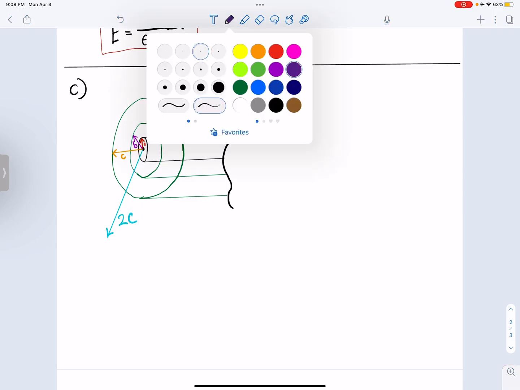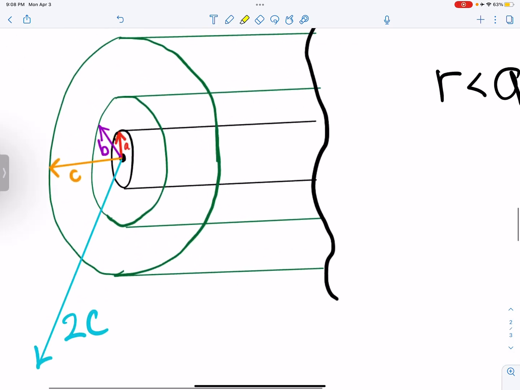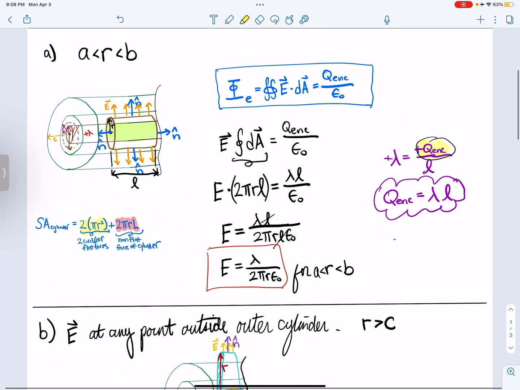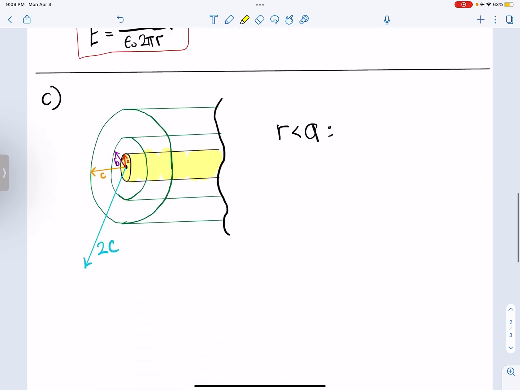So let's think of our electric fields. When r is less than a, we're going to reside here, inside this inner cylinder. And it was given to us that the inner cylinder is a conductor with radius a. So because it's a conductor, the electric field inside that conductor, when r is less than a, is equal to 0.